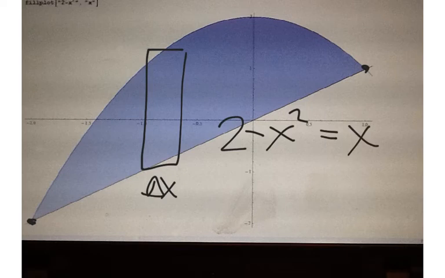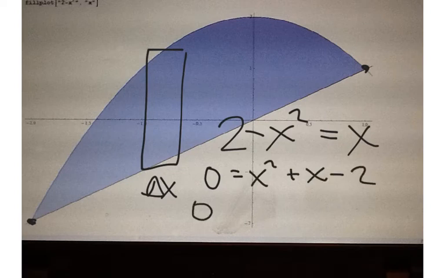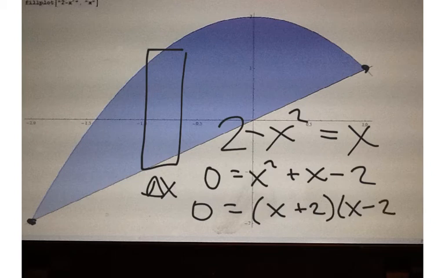And that has to equal x. And so using our algebra skills, we're going to solve this equation here. We get 0 is equal to x squared plus x minus 2. We'll do a little factoring, and so we get x plus 2, x minus 1.